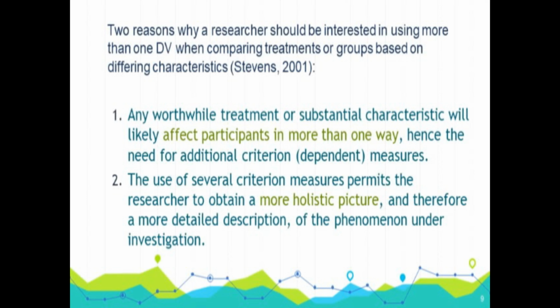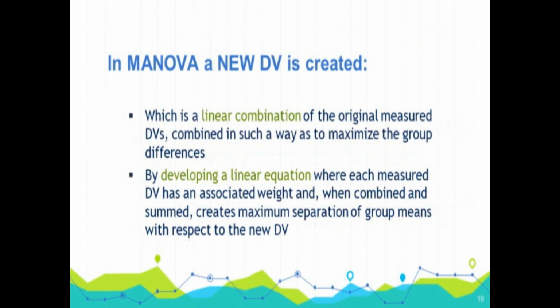Another reason, number two, is that the use of several criterion measures permits the researcher to obtain a more holistic picture and therefore a more detailed description of the phenomenon under investigation. This stems from the idea that it is extremely difficult to obtain a good measure of a trait, for example, math achievement, self-esteem, etc., from one variable. That's why multiple measures on variables representing a common characteristic are bound to be more representative of that characteristic.